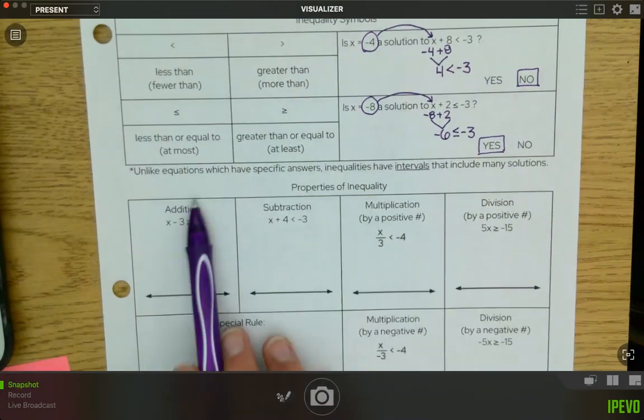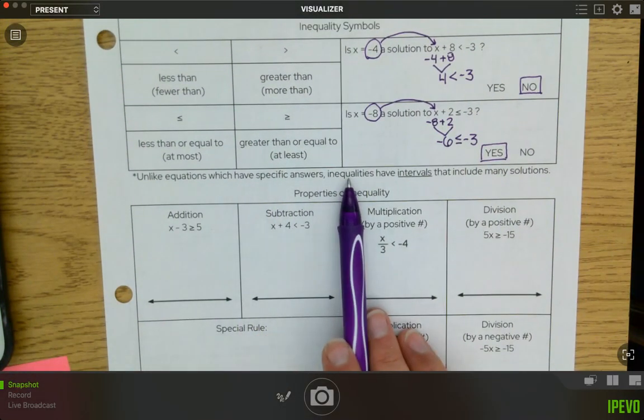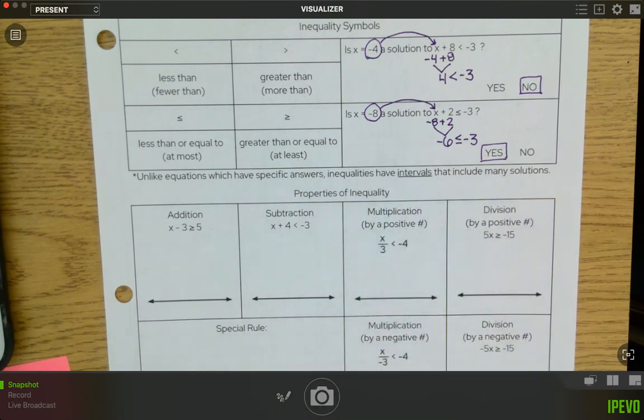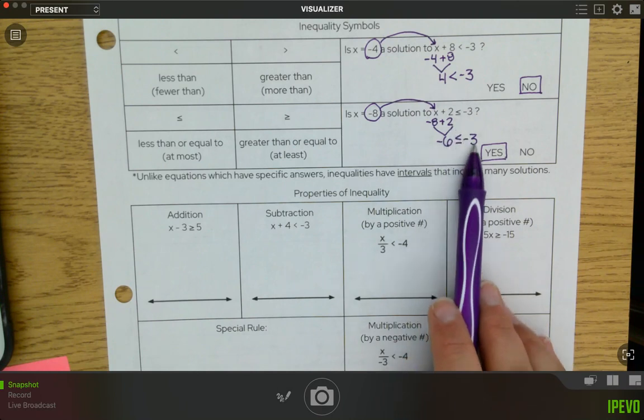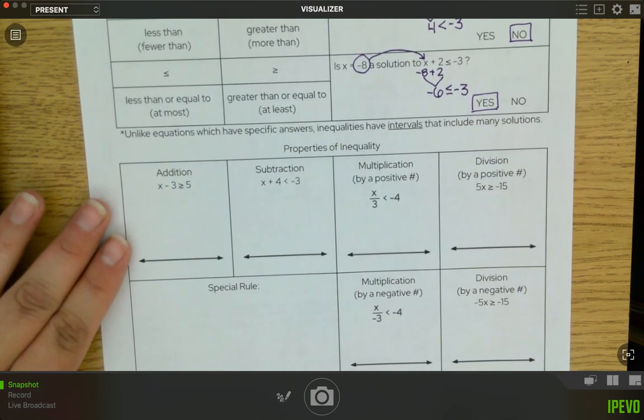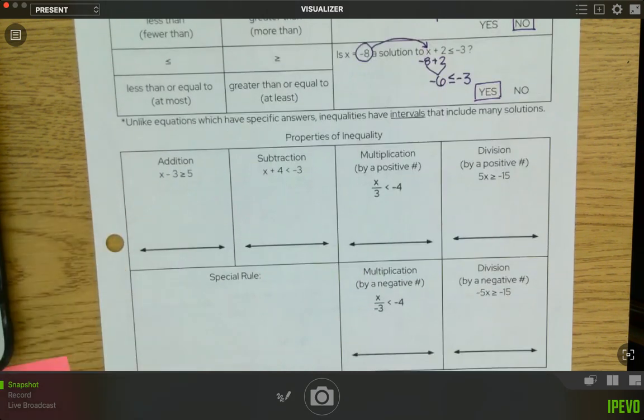Unlike equations, which have very specific answers, inequalities have intervals that include many solutions. For example, if we wanted this to be less than negative 3, there are a ton of numbers less than negative 3, not just one. So let's talk about the properties of inequality. This is how you solve them.